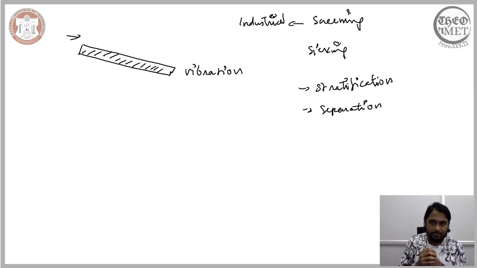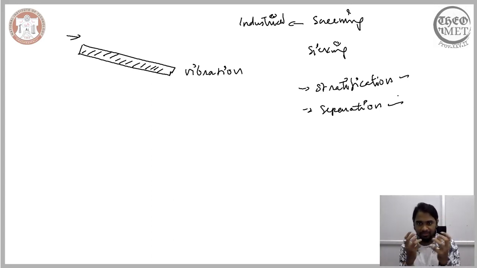The combination of these processes, stratification and separation, is what ultimately leads to the process of screening. So in order to establish screening, you need an efficient degree of stratification and an efficient degree of separation. Stratification is again the interaction between the particles that you feed in. Particles are of different sizes and shapes, and they should interact with each other in order to ensure that all the particles have a chance to interact with the screen.